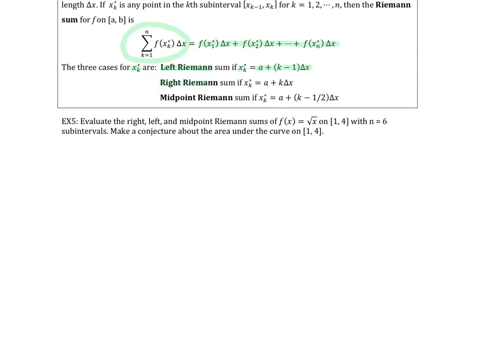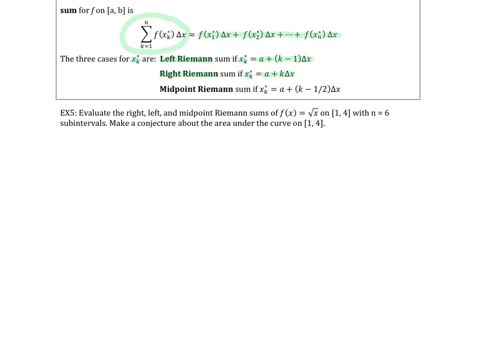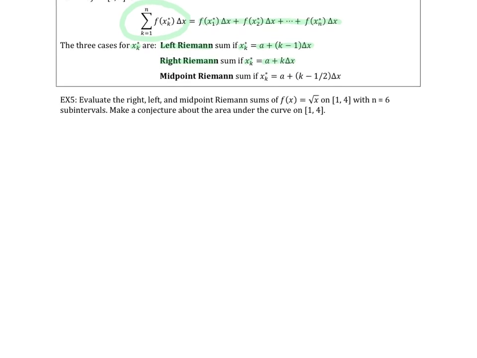Our right Riemann sum, the x star, is going to be equal to a plus k times delta x. Ooh, that seems like the nice one. And then the midpoint Riemann sum, our x star, is going to be a plus k minus 1/2 times delta x. So how do we use all this to compute areas?